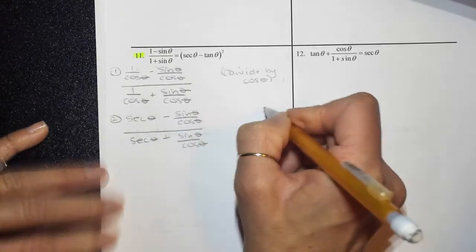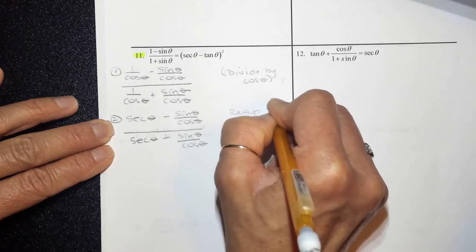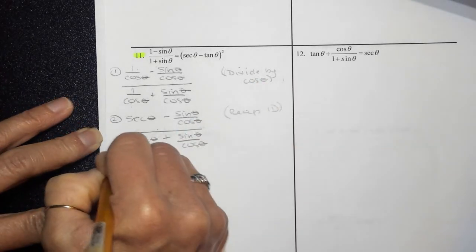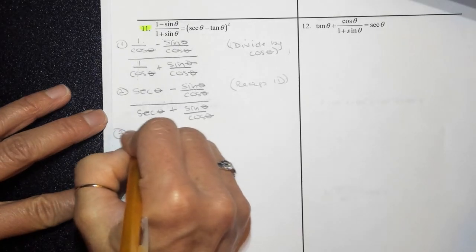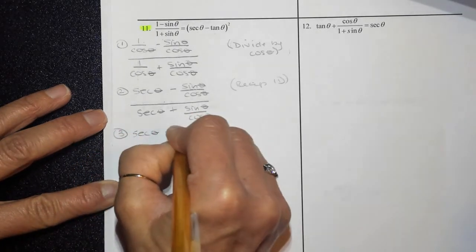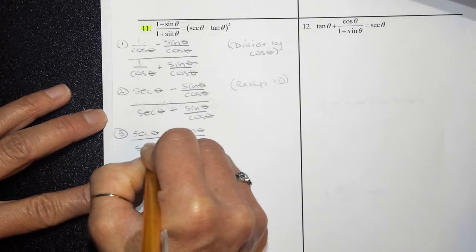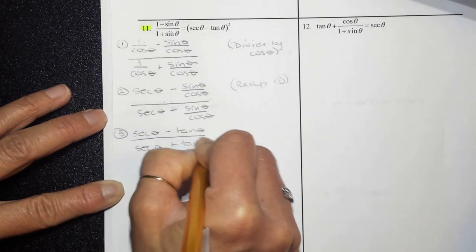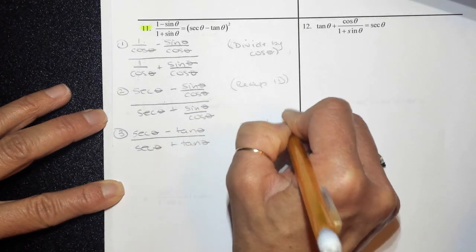Okay, because you have to be able to list the identity here. So this one was the reciprocal identity that I used. Then in the third step, I'm going to use the quotient identity here. So you've got secant theta minus tangent theta over secant theta plus tangent theta. And I can do these two because it's the same identity.